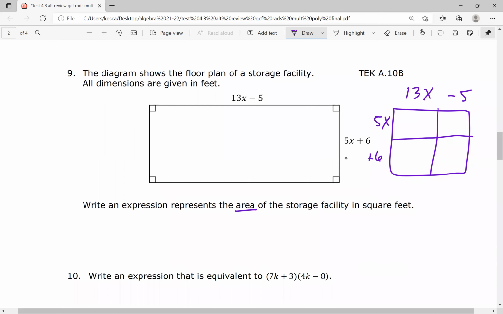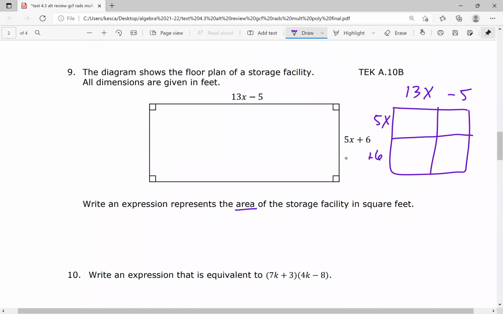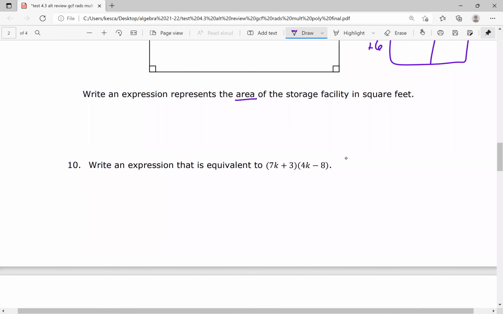I am going to be posting a partial key. Okay, so that means I'm going to have all the answers. Some will have work, some will not have work on them. Your responsibility is to do all the work. Okay, number 10, again, look, what does this mean to do? Multiply them, set up a box method.